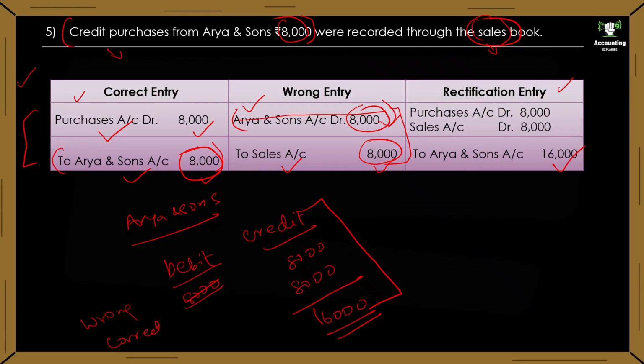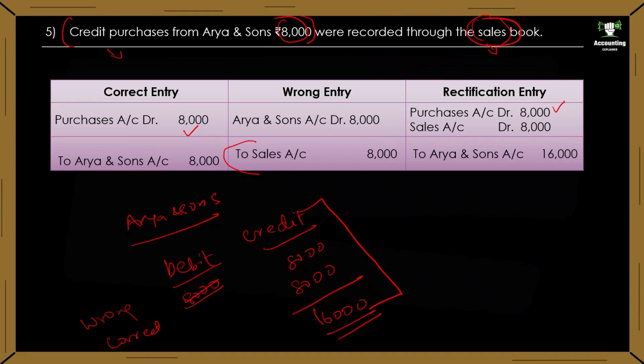Okay, next, we will see purchases. Purchases account, we have not yet posted for that. So, we have to debit purchases account. Purchases account debit 8000. Right. Next, in the wrong entry, there is one sales account credited. That is wrong. So, how will you cancel this credit of sales account? By debiting it. So, debit sales account. Sales account debit 8000 to Arya and Sons 16,000. This is the rectification entry.